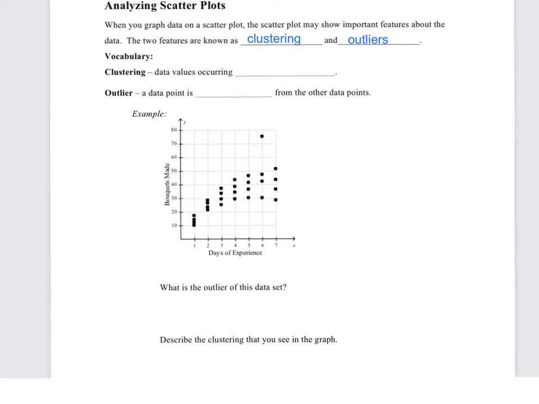Clustering. Clustering is when data values occurring are close together. So if you look at the scatter plot below, this is an example of clustering.